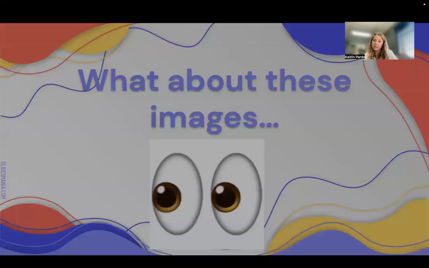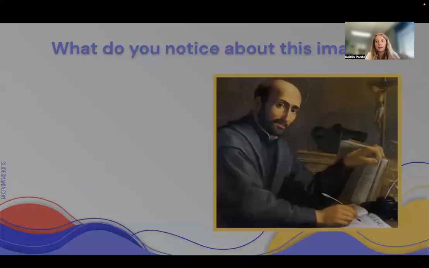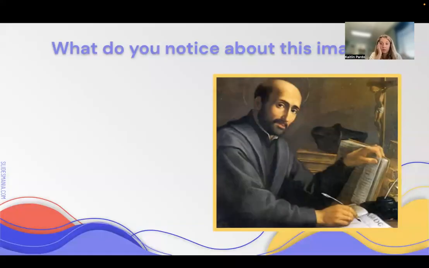But let's ask them, what about these images? What do they notice? Hopefully they notice this IHS. They notice the faith crest or shield. The family colors are here. Hopefully they figure out that this is Ignatius of Loyola. He's dressed like a soldier. If you need additional help, just remind them, okay, what do you notice? What's his stature? What's his emotion? What do you think he's thinking? That type of thing.